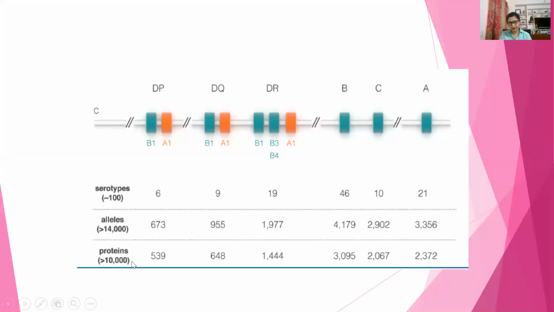But many alleles produce the same kind of protein. That's the reason why protein अगर हम देखें तो 539 है, कम है allele से. Similarly, for every locus they have defined it.